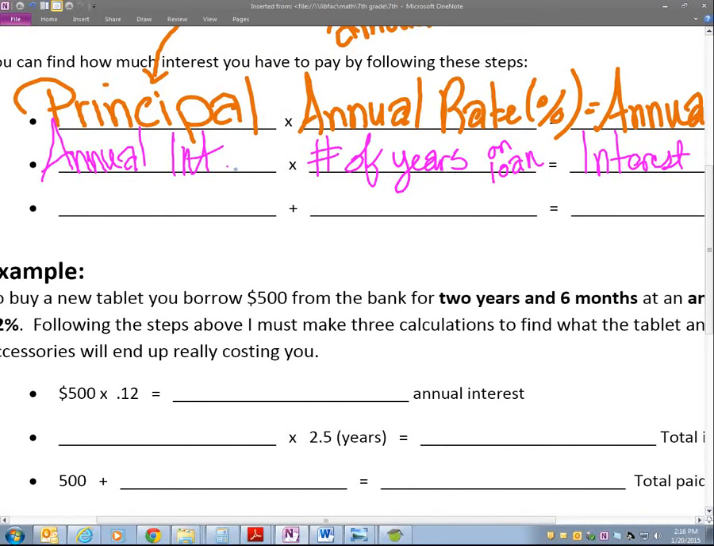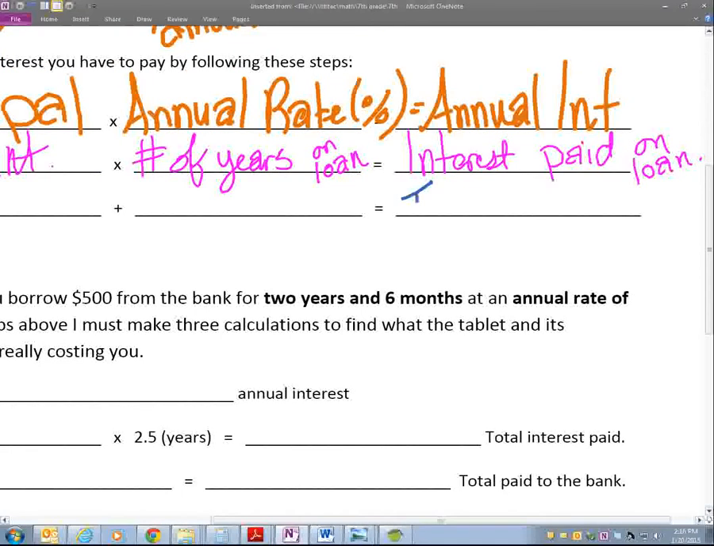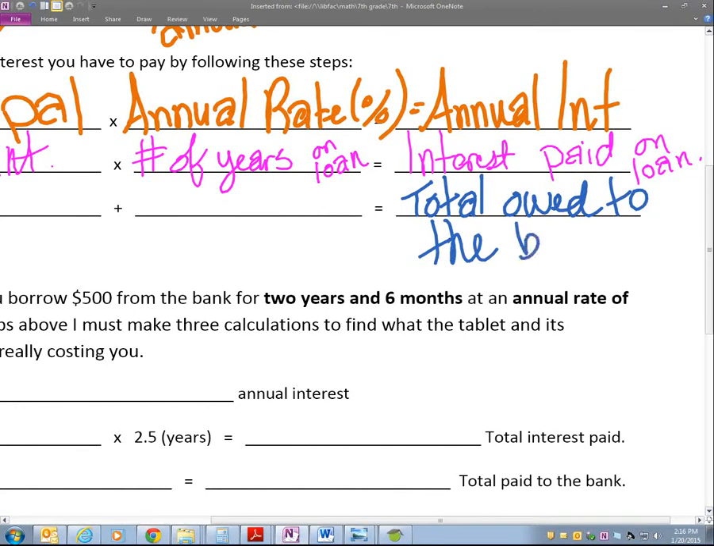All right. Now, next we want to find the total amount owed to the bank. So look at what we've done so far. We've found the annual interest. We found the interest paid on the loan. Which one of those two do you think is going to go in one of those blanks?